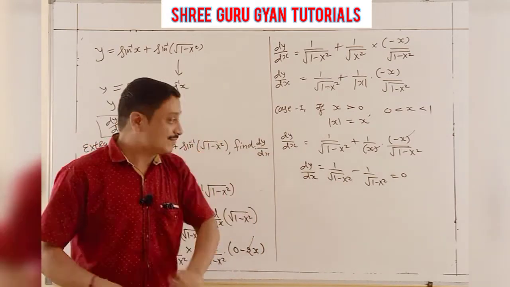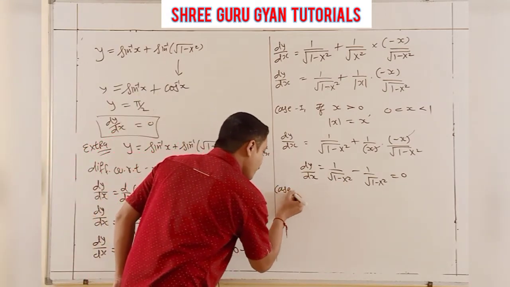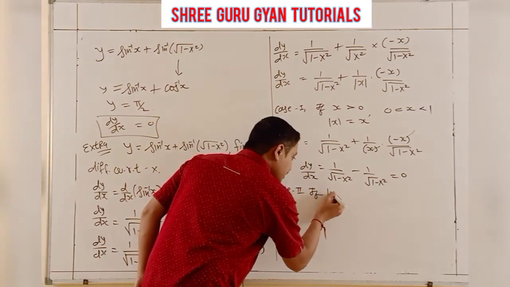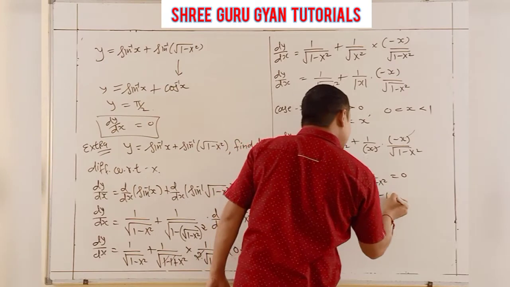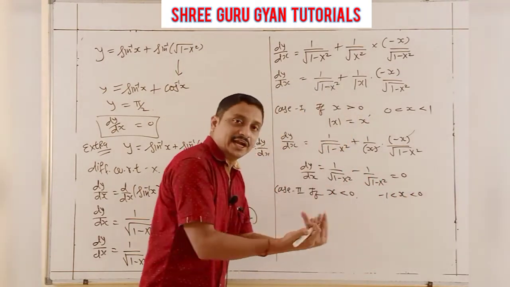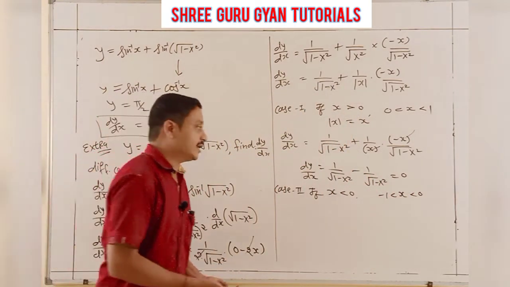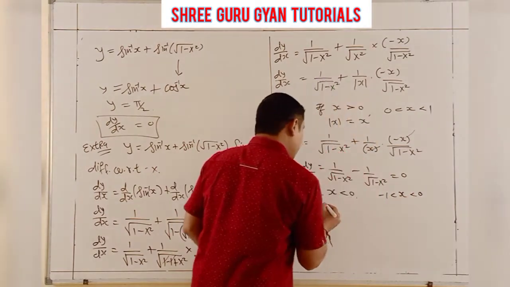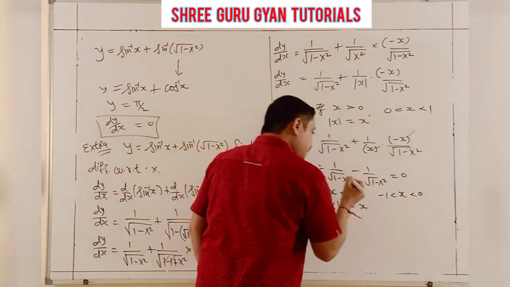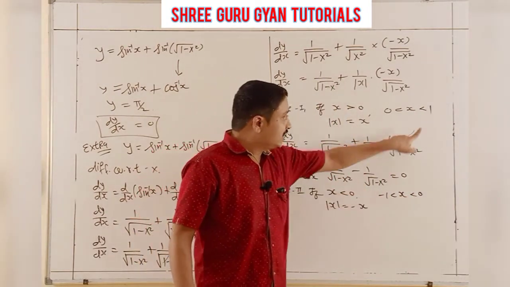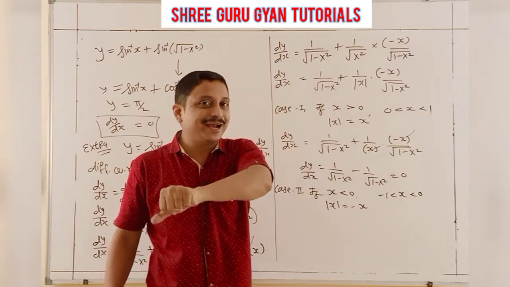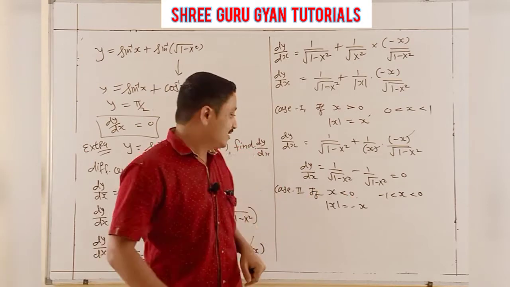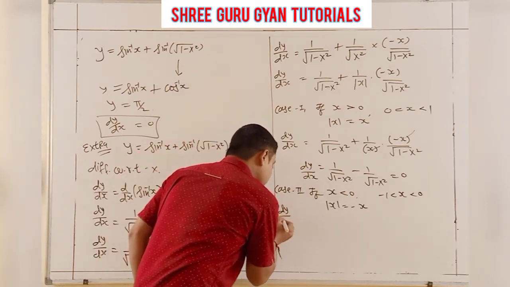Now second concept, case 2. If x is less than 0, it means minus 1 less than x less than 0. It is the negative side of 0 then. So this is the range for the value of modulus x, minus x. You know why I write here minus 1 and 1? What is the range of the sine function? Closed bracket minus 1 to 1. Now you know why. And in this answer I have written the minus x.